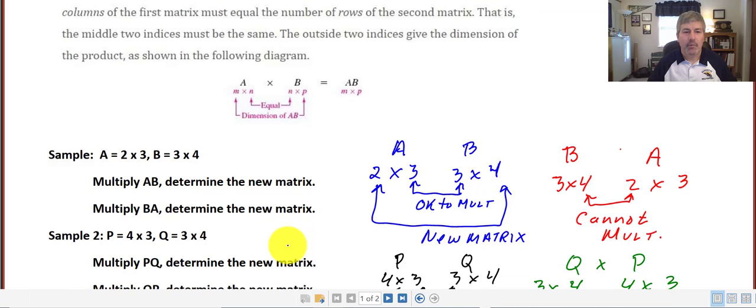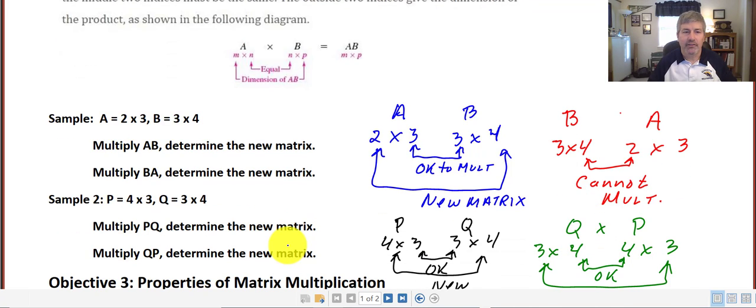We've got a couple examples here. Might make this a little easier to take a look at. In our sample, we've got matrix A is a 2 by 3 and matrix B is a 3 by 4. Writing that out, we see that we match here in the middle, so that indicates that those two matrices are okay to multiply. Our new matrix is going to be a 2 by 4. So we use the outers to determine what the new matrix is.